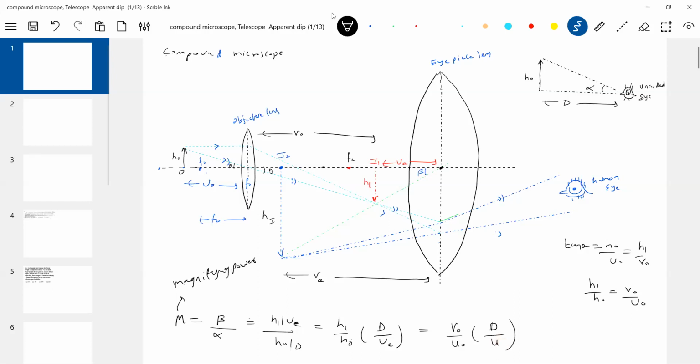So now again the image can be formed at the least distance of distinct vision or at infinity. Then what conditions will come? Is it okay? So this is a generalized thing. So now we are going to put it into two cases.